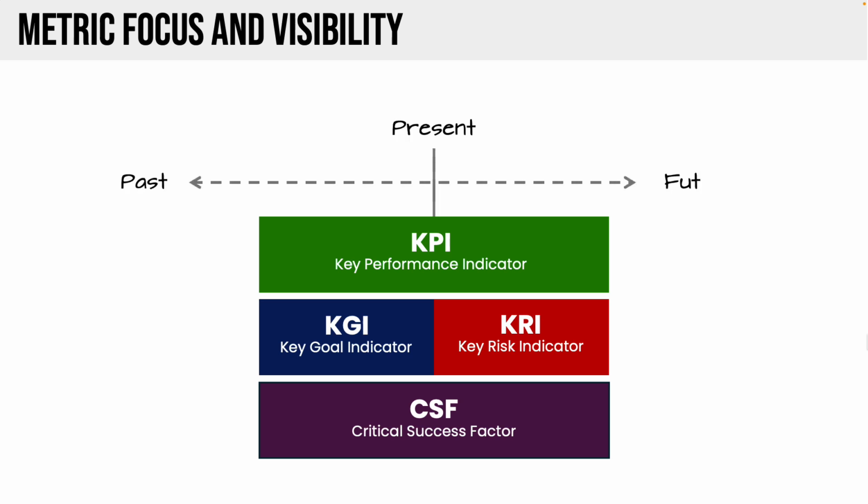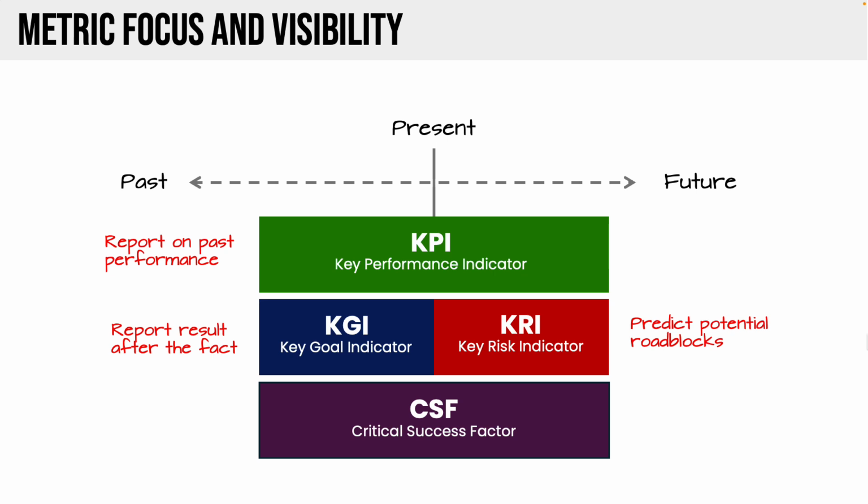So if I were to just drop a timeline on here of present, past, and future, your key goal indicators tend to report results after the fact. Your key risk indicators predict potential roadblocks or risks that are emerging in the future. KPIs tend to report on past performance. However, some key performance indicators can forecast trends and indicators. We will dig in to these four in greater depth in Domain 3 Part B, so be sure to join me in a few days for that one.